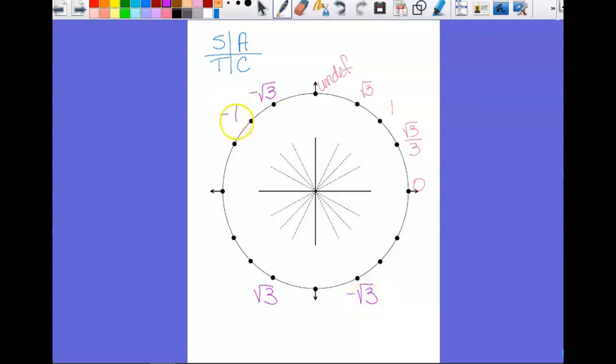So all my pi fourths, negative 1, positive 1, negative 1. Negative square root of 3 over 3, positive square root of 3 over 3, negative square root of 3 over 3. At pi, it's 0 just like it is at 0. The x-axis is the same. This is undefined, therefore this is undefined. Okay, we good on that?